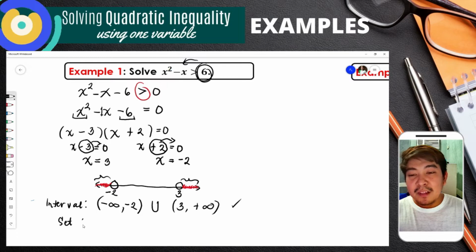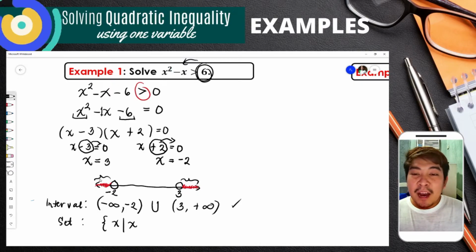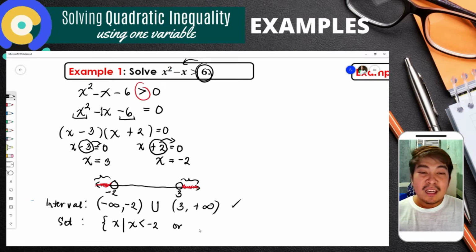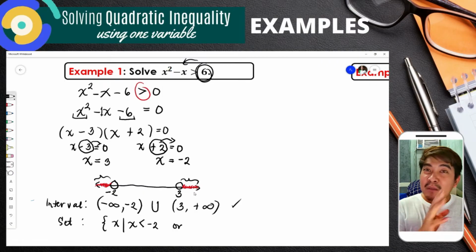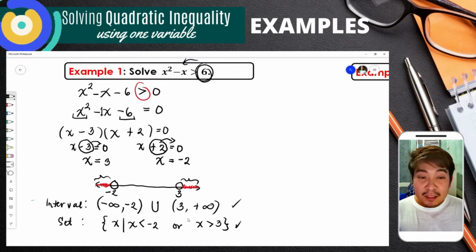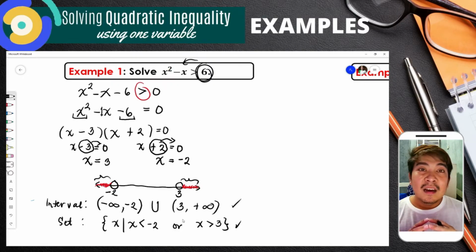How about the set builder notation? In set builder notation, kailangan naka-set siya. So that will be the set of all x such that x. Paano natin i-describe 'to? That will be x is less than negative 2. Or, since union, or ang gagamitin natin. Etong side naman ng solution na 'to, na kung saan mas mataas kay positive 3, 4, 5, 6, sabi nga natin kanina, up to the positive infinity, that will just be x is greater than 3. So, this will be our set builder notation. Etong dalawa na 'to, interval at saka set builder, ang ginagamit sa pagkuha ng solution set ng quadratic inequalities.